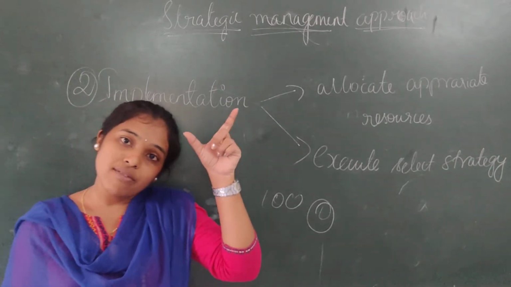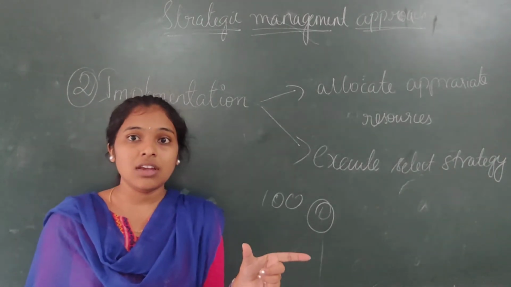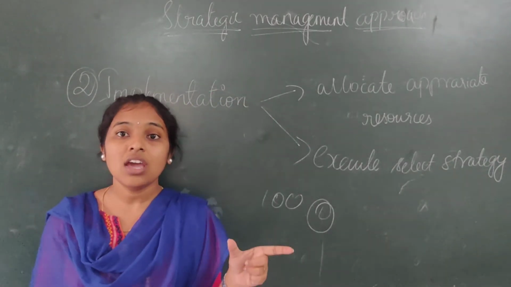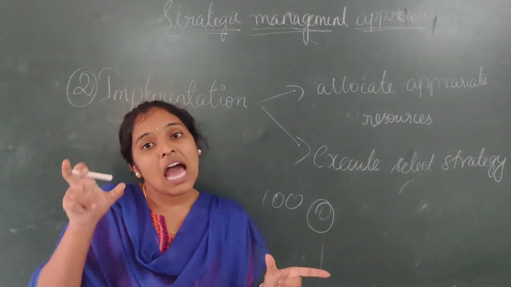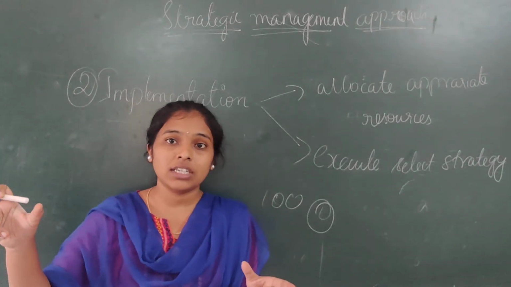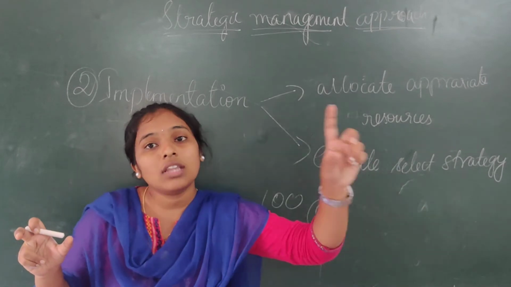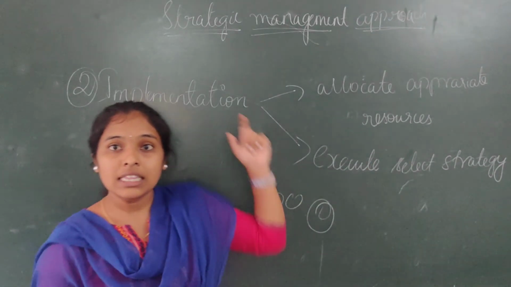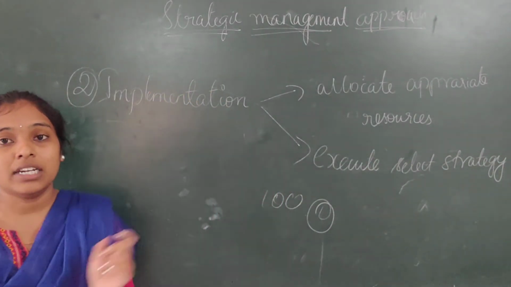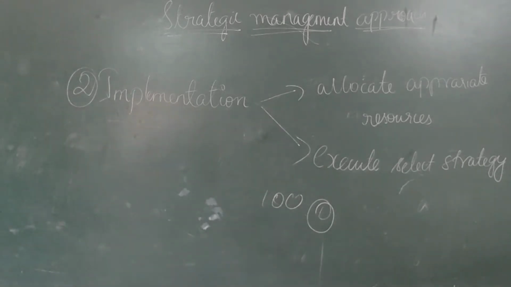After having 100 strategies, from the 100 strategies we are going to filter out and select the best strategy in order to solve that problem. Clear, ma'am? This is about the implementation. And next we have the point of evaluation.